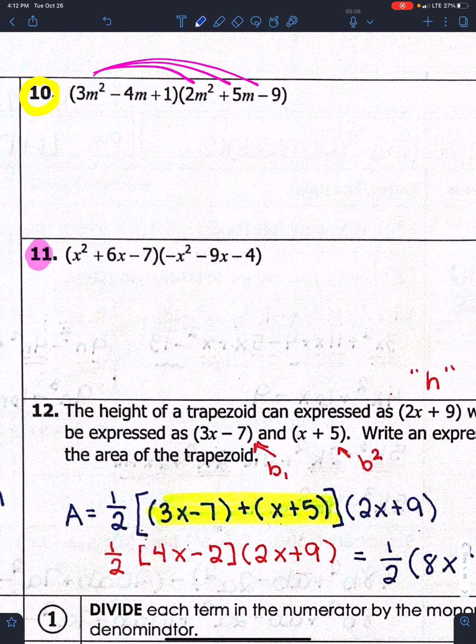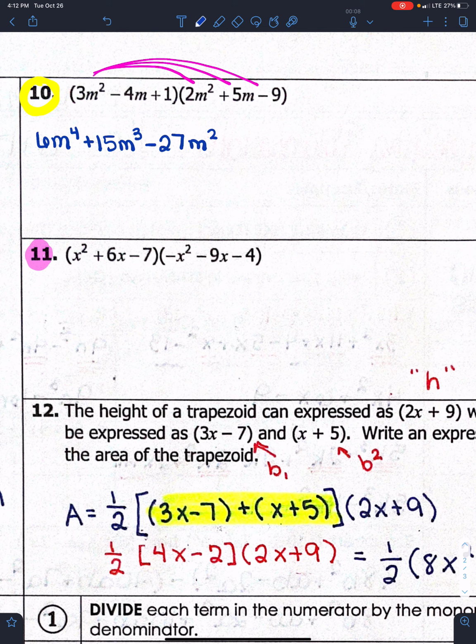So I've got 3m squared times 2m squared, which gives me 6m to the 4th, because we add the exponents when we're multiplying, and at this point we're multiplying. 3m squared times 5m will give me positive 15m cubed, or m to the 3rd power. 3m squared times negative 9 gives me negative 27m squared.